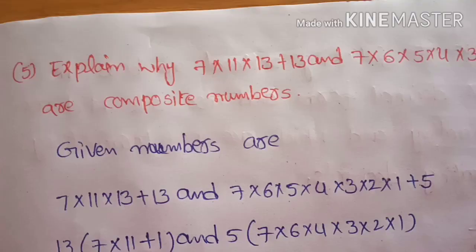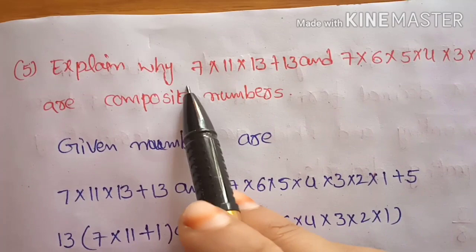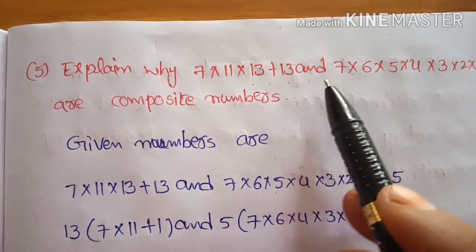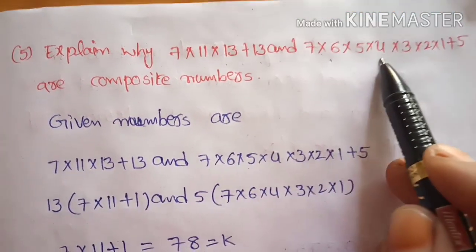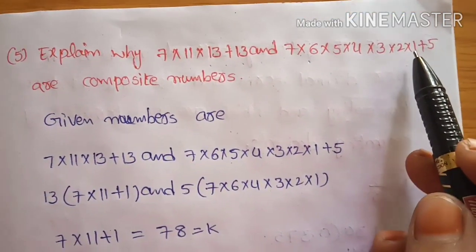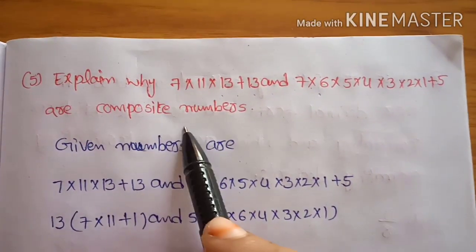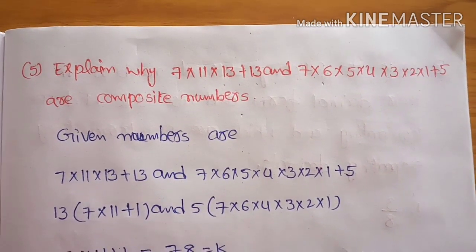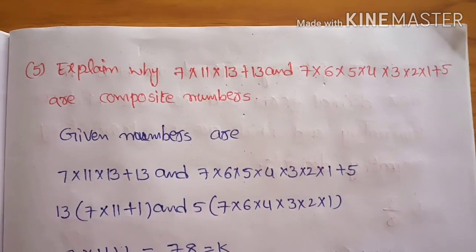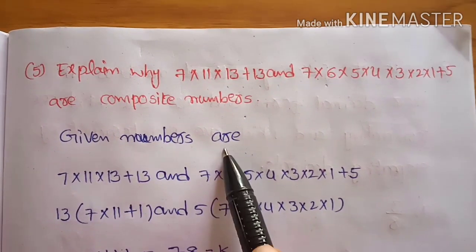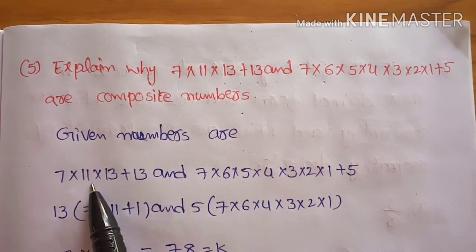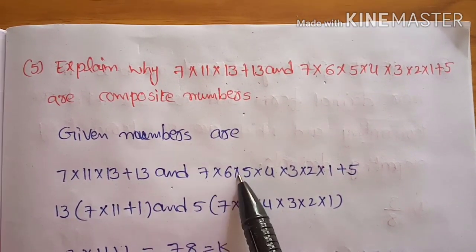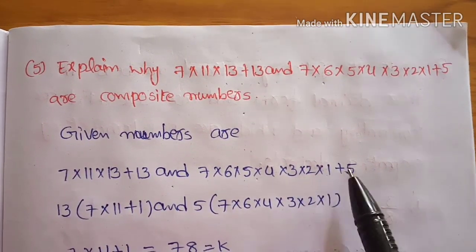Next question. Explain why 7 into 11 into 13 plus 13 and 7 into 6 into 5 into 4 into 3 into 1 plus 5 are composite numbers. Okay. What are composite numbers? Numbers with two or more factors are composite numbers. First you write the given numbers: 7 into 11 into 13 plus 13, and 7 into 6 into 5 into 4 into 3 into 1 plus 5.